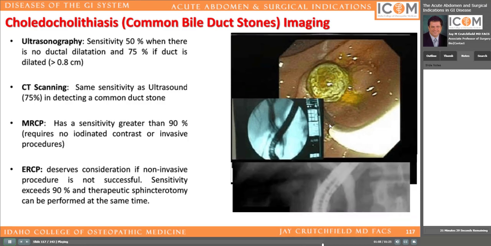ERCP deserves consideration if the non-invasive procedures are not successful. The plus with ERCP is that it is both diagnostic and therapeutic. The sensitivity exceeds 90%, and the therapeutic sphincterotomy can be performed at the same time.